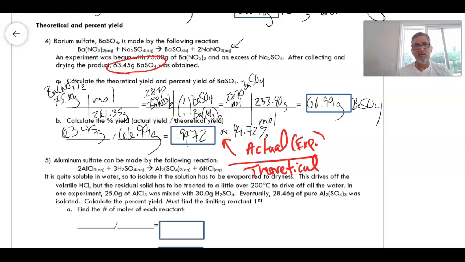Okay, so that's how to solve all the problems. Number 5, you can solve on your own by looking at what you did above. So good luck, and I'll talk to you soon.